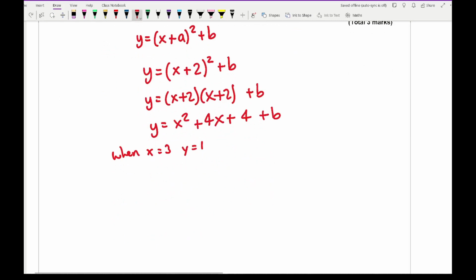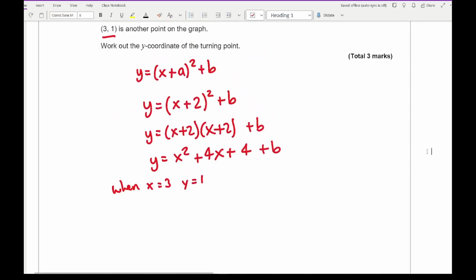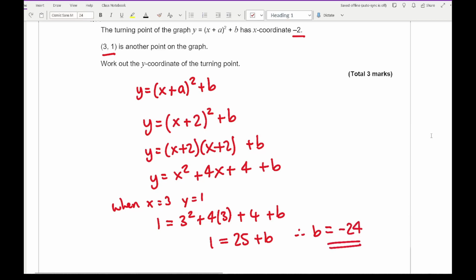So if I substitute that into there, the cursor is annoying me, so bear with me. Let me just make it ridiculously small. Oh. And back to the question. So here then we've got 1 equals 3 squared plus 4 times 3 plus 4 plus b. So then we end up with 1 equals 25 plus b. So b therefore must equal minus 24.